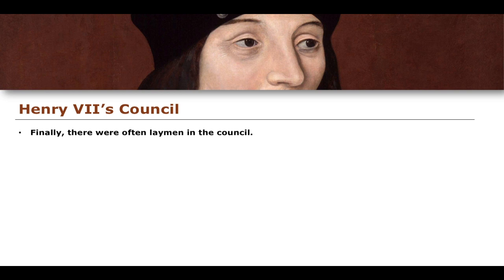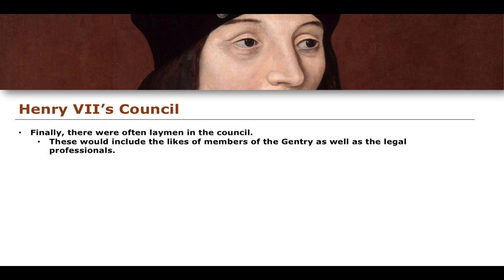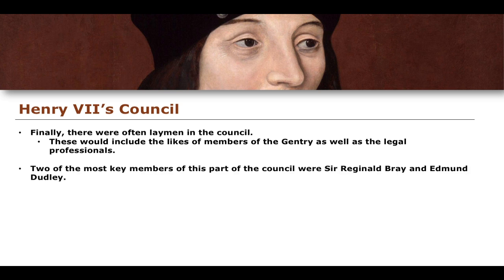Finally, though, there were laymen in the council, and these laymen would include the likes of members of the gentry, as well as a number of different legal professionals. If the council is going to be useful in the ability to conclude legal cases, to administer the realm on behalf of the king, and to also advise the king on legal matters, of course, legal professionals would be welcome in such an institution. The most key members of the council, at least especially the part of the council that we'll get to in a second, the Council Learned in Law, were Sir Reginald Bray and Sir Edmund Dudley.